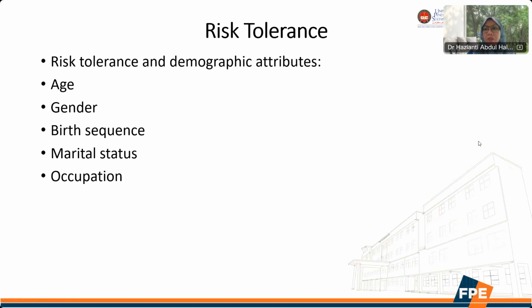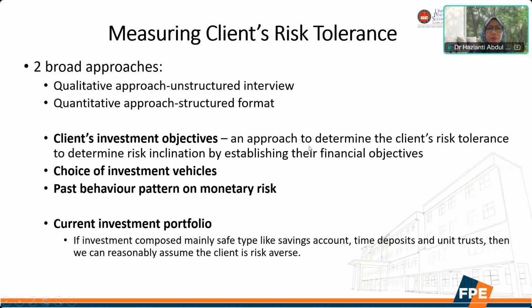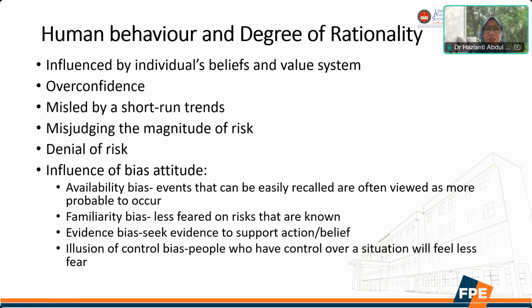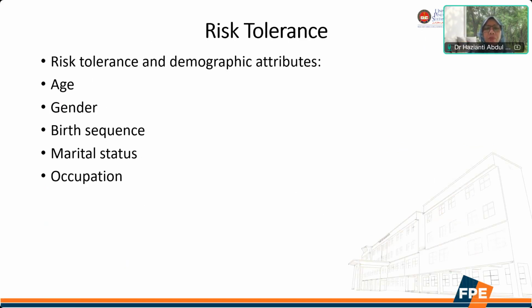All right, so just now we've gone through the different types of risk tolerance: the risk averse, risk indifferent, and also risk taker. So how can we decide a person's risk tolerance besides looking at human behavior and degree of rationality? This is how people behave, and here is how people react toward risk.